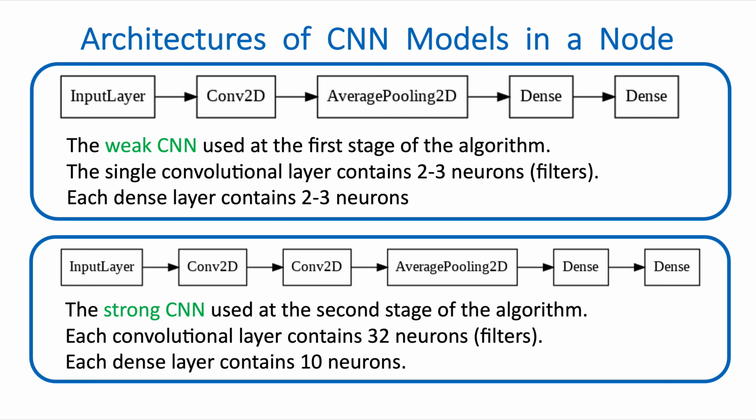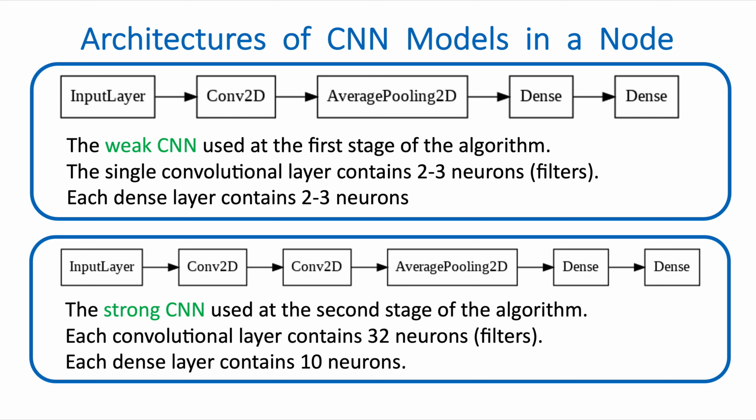The training of the convolutional hierarchical neural network classifier consists of two stages, and on each stage we use different types of CNN models. Those are the weak CNN and the strong CNN. The weak CNN used at the first stage of the algorithm is shown on the first image. The single convolutional layer contains 3 neurons, and each dense layer contains 3 neurons. The strong CNN is used on the second stage of the algorithm, and each convolutional layer contains 32 neurons, and each dense layer contains 10 neurons.